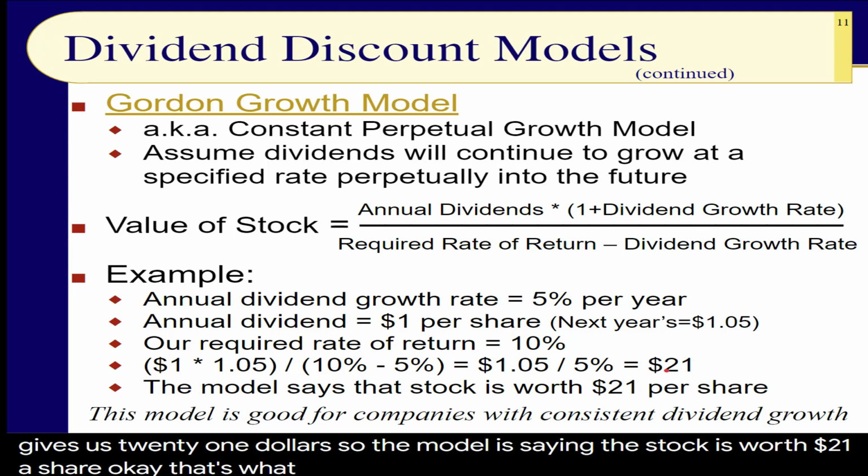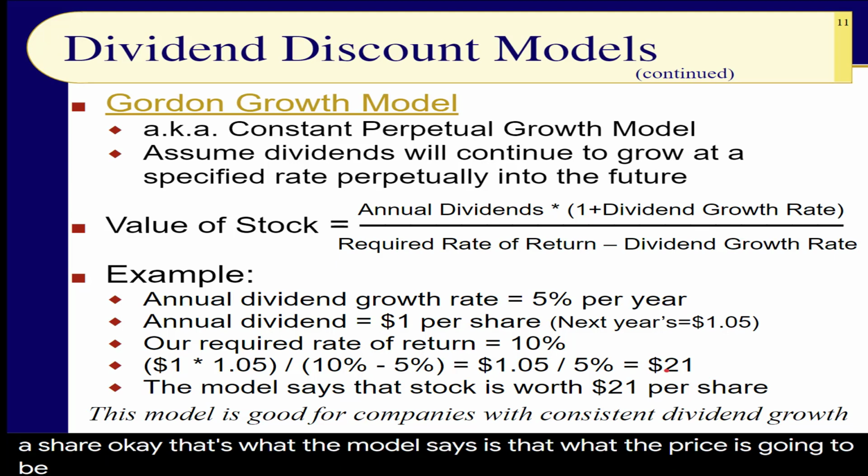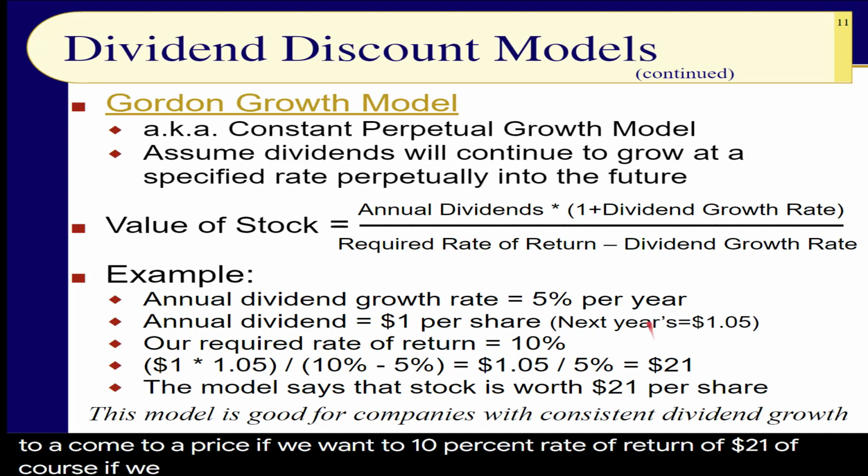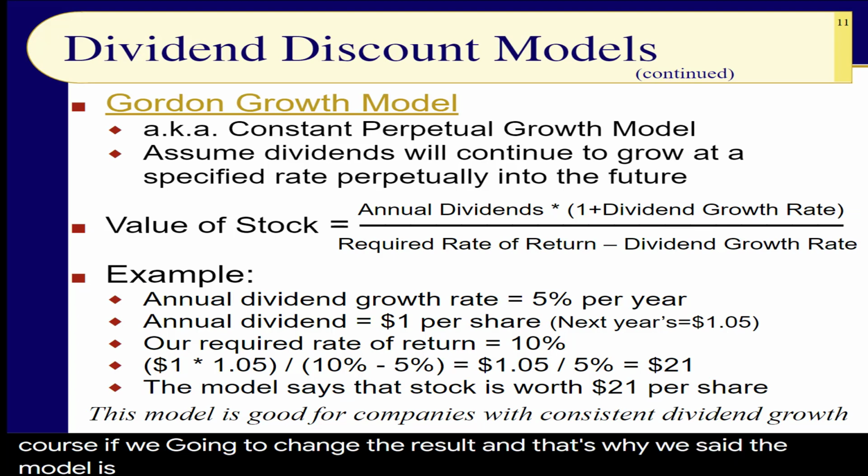Okay, that's what the model says. Is that what the price is going to be? I doubt it. The price might be more or less. But the model is pointing us to a price of $21 if we want a 10% rate of return. Of course, if we change the required rate of return, it's going to change the result. And that's why we said these models are very sensitive to your required rate of return.